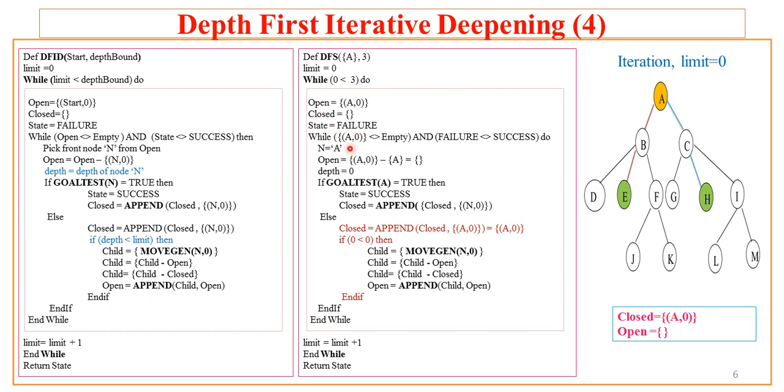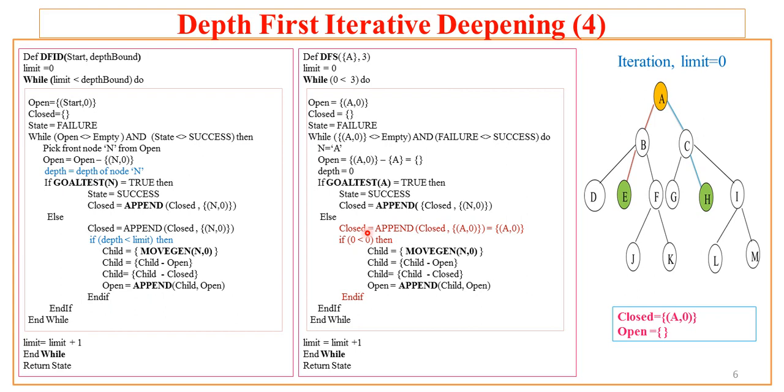So is open not equal to empty? Yes, it is true. Is state not equal to success? Yes, it is true. It picks the front node from the open. Open has only one node, so n will have A as the value. Now it removes the node which is picked from the open, so there will be nothing in the open at this point of time. The depth of A is 0. So now it calls the goal test function and checks whether A is goal or not. As A is not goal, goal test returns false, so this condition fails.